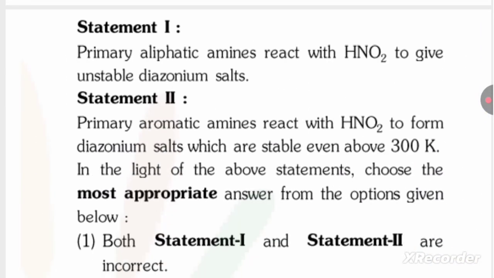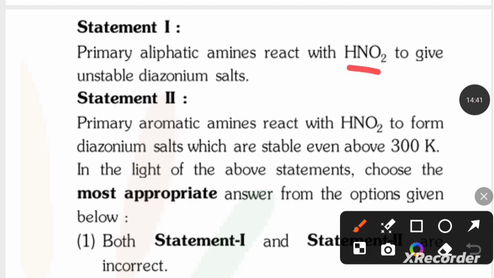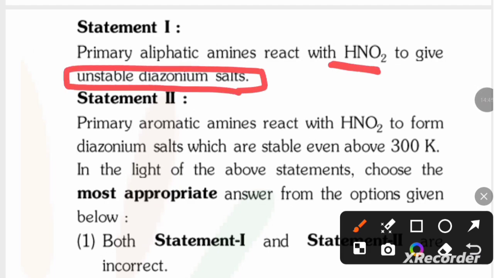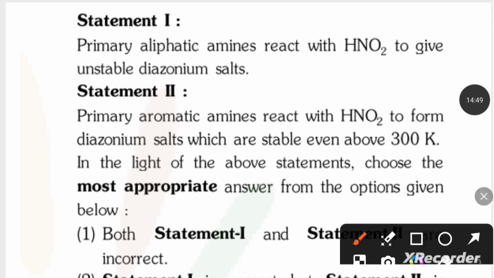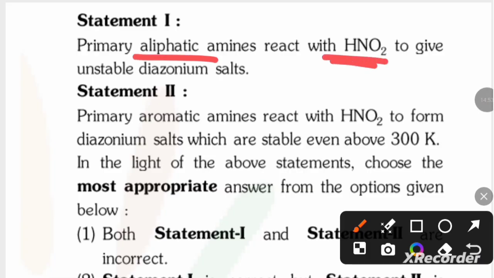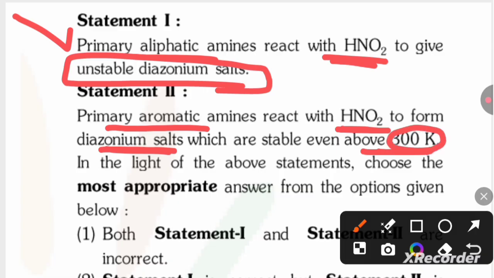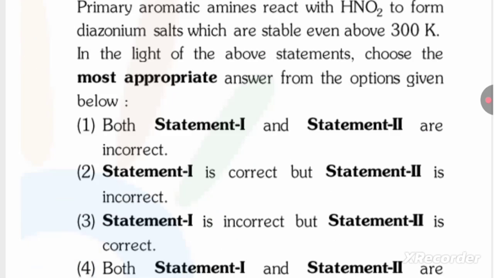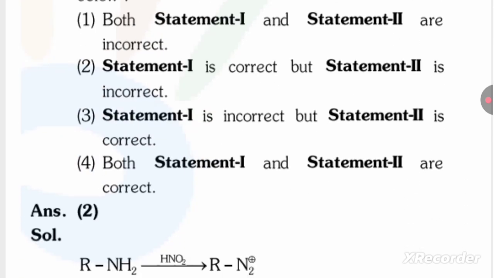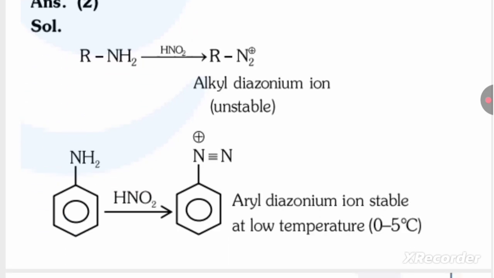In the next question, primary aliphatic amines react with HNO2 to give unstable. Yes, children, primary aliphatic amines like methanamine, on reacting with HNO2, give an unstable diazonium salt. Statement 1 is right. Second statement: primary aromatic amines react with HNO2 to produce diazonium salt. Yes. And which are stable at 300 Kelvin? No, children, in the diazotization reaction we studied, this reaction happens between 0 to 5 degrees Celsius, not 300 Kelvin. So statement 2 is wrong. In that case, option 2 is right: statement 1 is correct, but statement 2 is incorrect. You can see the diazotization reaction for primary aromatic amines takes place at 0 to 5 degrees Celsius.